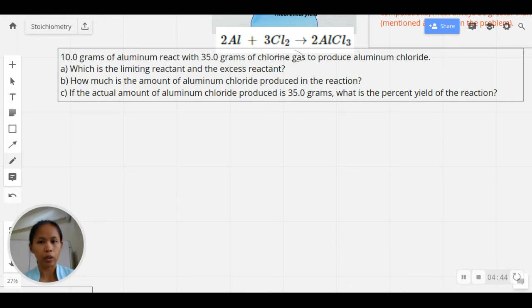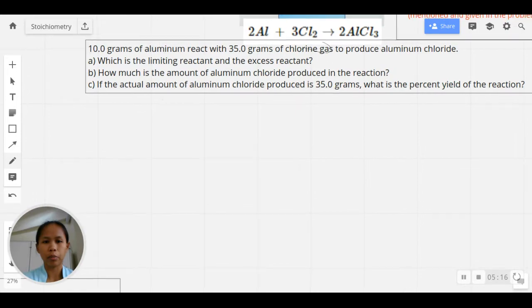That's the product that we will focus on because that is what's being asked in letter B. So we would expect that this calculation will involve a mass to mass calculation because in letter B, we are asked for the amount of aluminum chloride. And then that will lead us to part C, that if you're given the actual amount of aluminum chloride to be 35.0 grams, which is really the actual yield, then we can get the percent yield, right? So let's proceed by showing that to you.